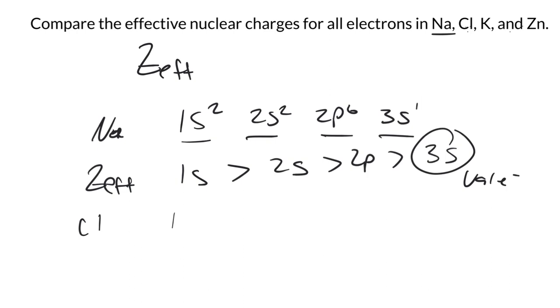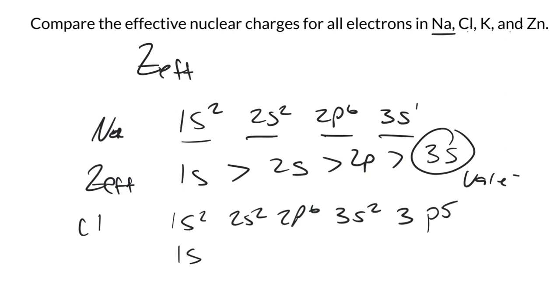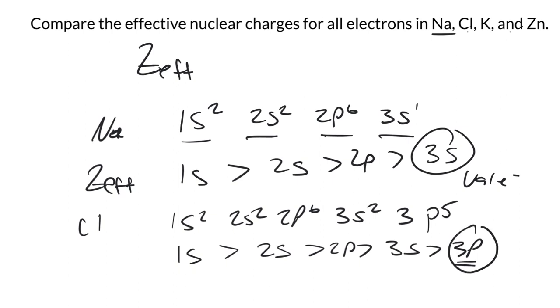So for chlorine, it's a 1s2, 2s2, 2p6, 3s2, and it's 5 across the 3p. And so we have the 1s experiences the greatest charge, then the 2s, then the 2p, then the 3s, then the 3p. So the 3p subshell would experience for chlorine its lowest overall effective charge of any of its electrons. And then you could compare and say, for sodium versus chlorine, which of these subshells experiences overall the highest effective charge?